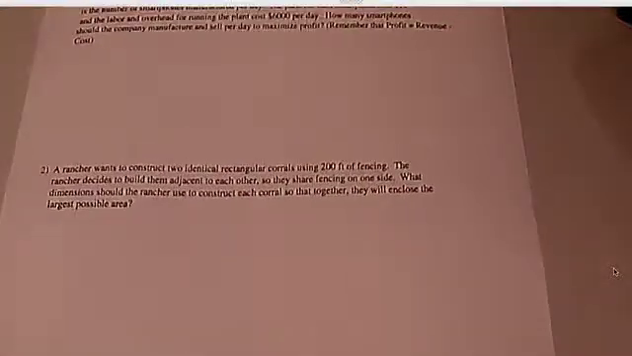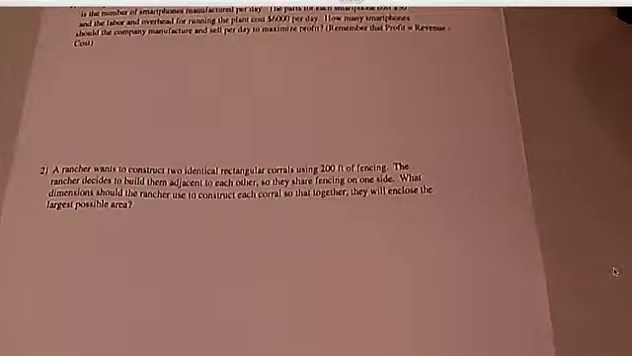Okay, let's look here at number 2. This is just a worksheet that's widely available on the internet. You could probably find it if you did the right Google search. And it says, a rancher wants to construct 2 identical rectangular corrals using 200 feet of fencing. The rancher decides to build them adjacent to each other, so they share fencing on one side. What dimension should the rancher use to construct each corral so that together they will enclose the largest possible area?